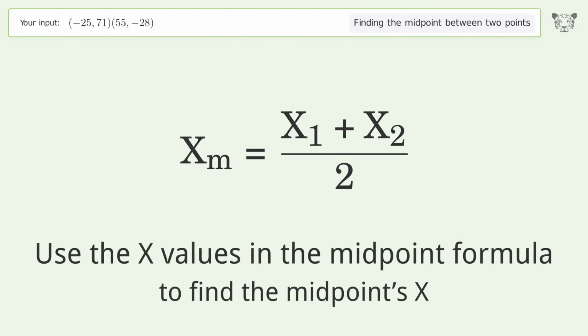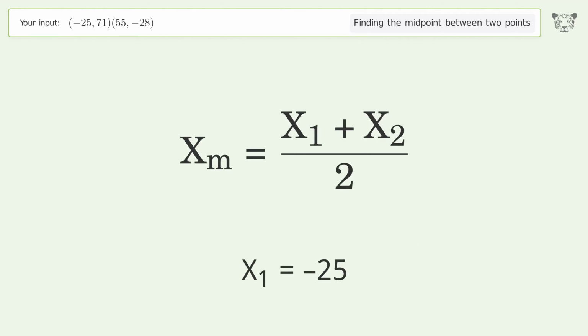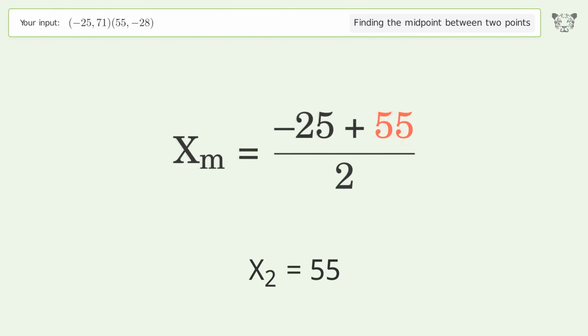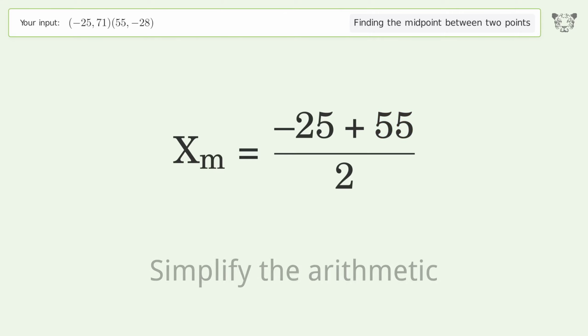Use the x values in the midpoint formula to find the midpoint's x. x1 equals negative 25. x2 equals 55. Simplify the arithmetic.